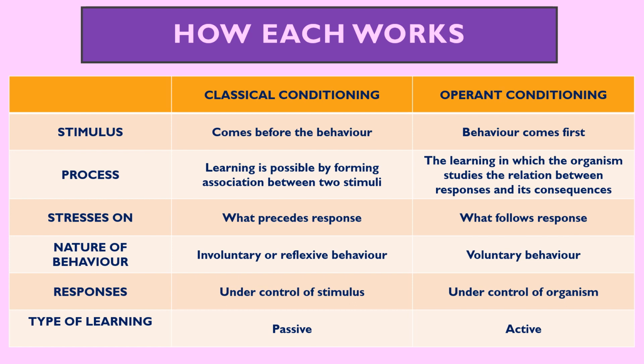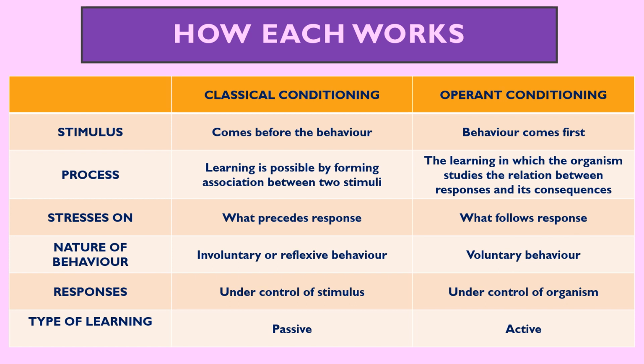Then type of learning. Classical conditioning involves passive learning. The organism cannot choose to participate in the learning process. It happens naturally. Operant conditioning entails active learning. The organism is required to actively participate in the learning process to be either rewarded or punished.